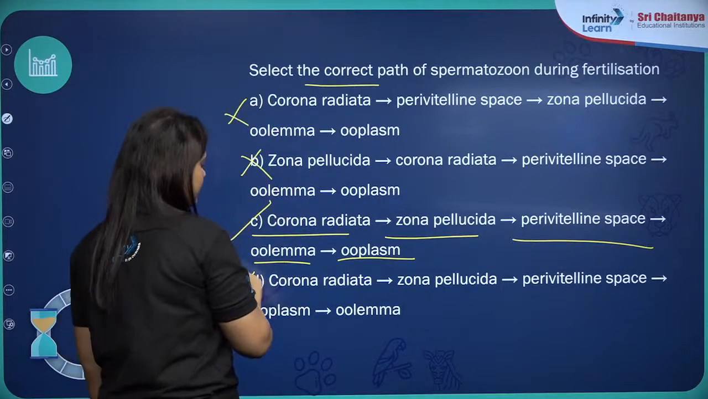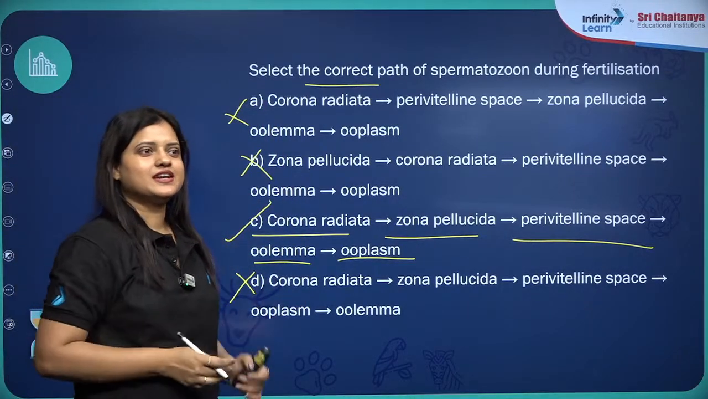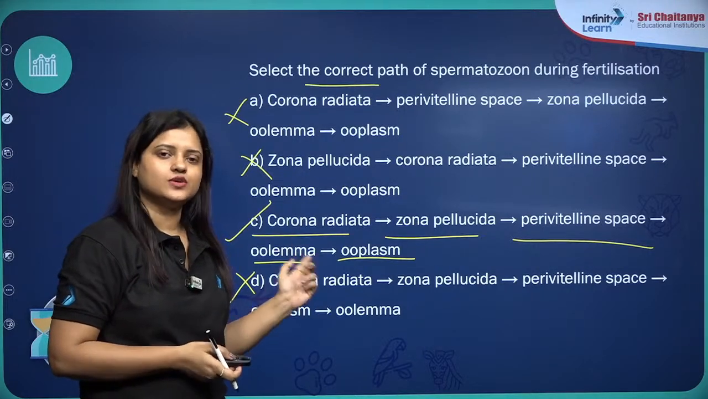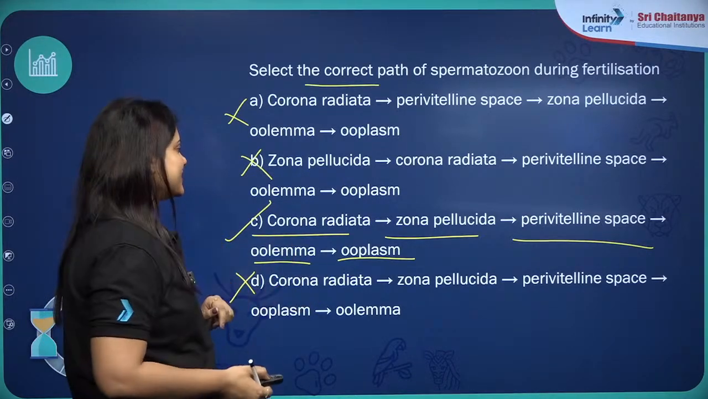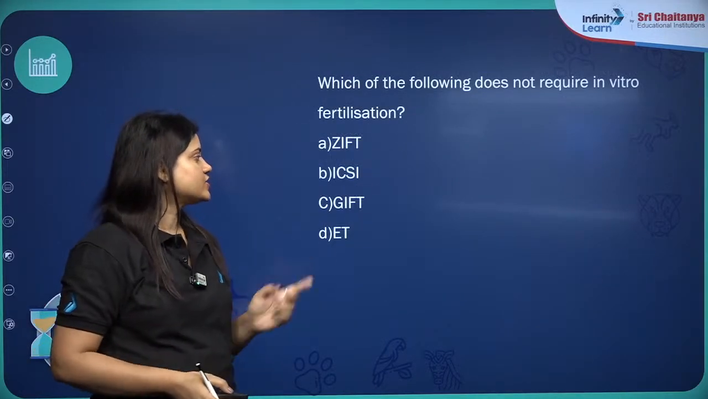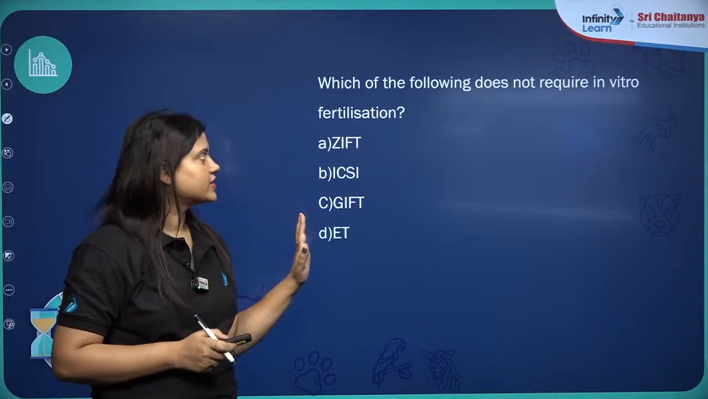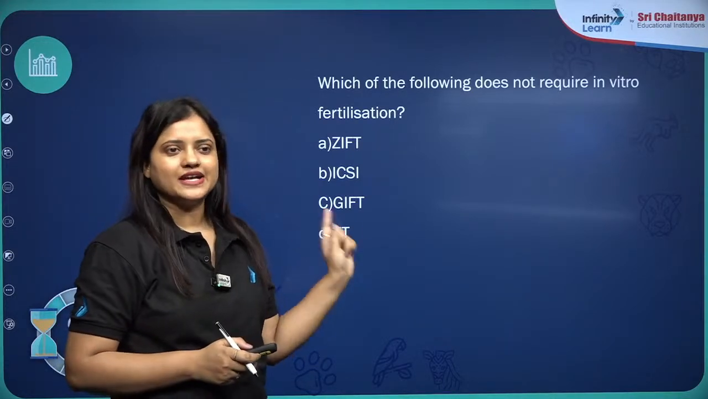Absolutely. So the correct answer should be C, isn't it? Correct answer यहाँ पर क्या होना चाहिए? C होना चाहिए. Okay. So it is C. Next question. Try this one and your time starts now. इस question को solve करके देखो. This is from the reproductive health chapter.